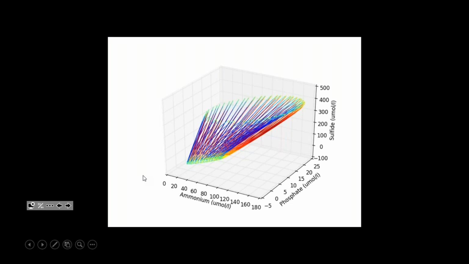And if you plot ammonium versus phosphate versus sulfide, you get something that looks like this. And the fourth dimension here is color. And color is the growth rates of the plants. And so hot is they're growing fast, and everything is going up at the same time. And then the plants cool off, and everything comes back down. That is the 18.6-year cycle.